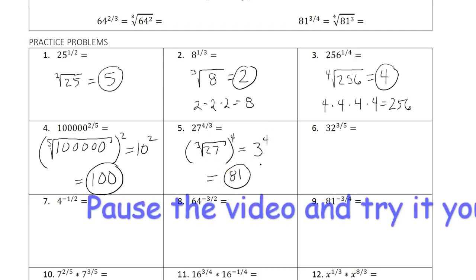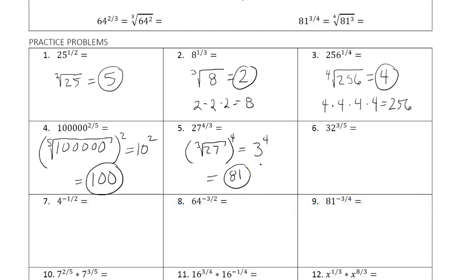Now pause the video and try number 6 yourself. Now that you have tried it, check your work. 32 to the 3/5 power is the fifth root of 32 raised to the third power. The fifth root of 32 is 2. 2 to the third power is 8.